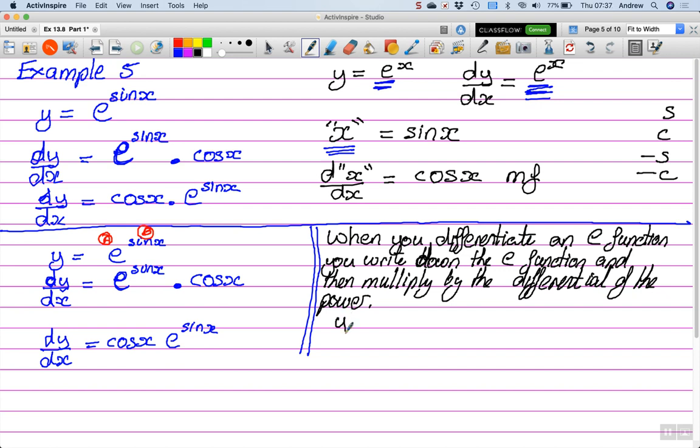So for example, if I've got y is equal to e to the sine x, that's what the sentence above is going through my head. So therefore I do dy dx, because differential of y with respect to x is dy dx. If I differentiate an e function, you write down the e function again because it does not change, and then you multiply by the differential of the power. And differential of sine x is cos x. And that is the quickest method if you take the time to learn what's above.